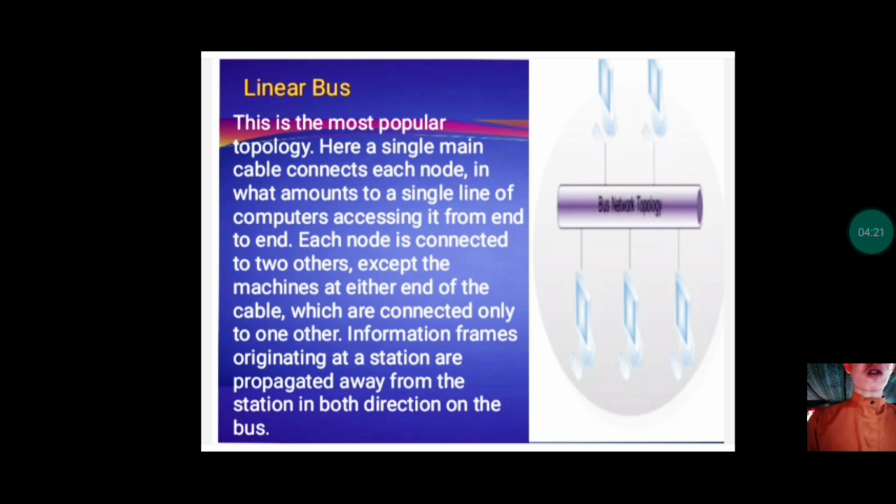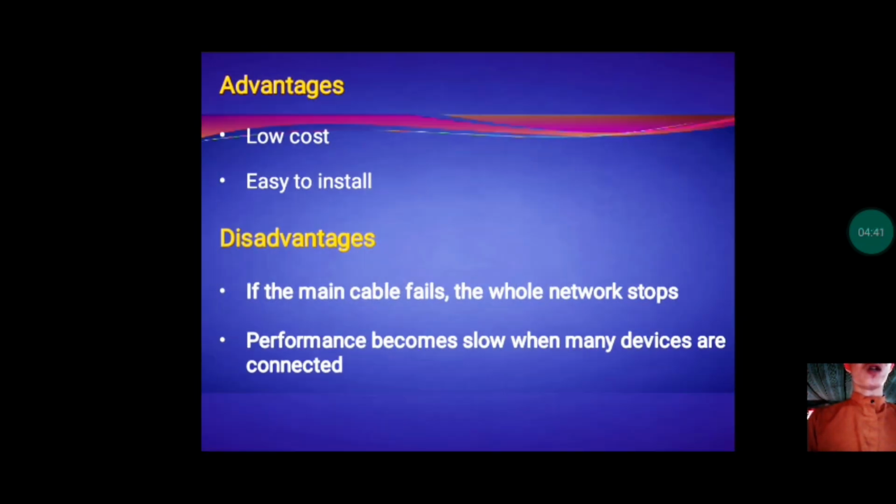All computers are connected to one cable. Data travels along this cable and is received by the correct device. In a real-life example, a single extension cord where many appliances are plugged in. Advantages: low cost, easy to install. Disadvantages: if the main cable fails, the whole network stops. Performance becomes low when many devices are connected.